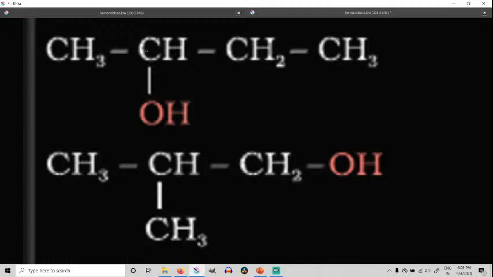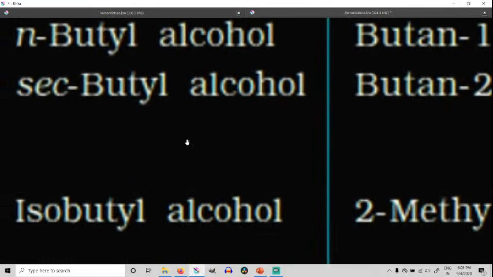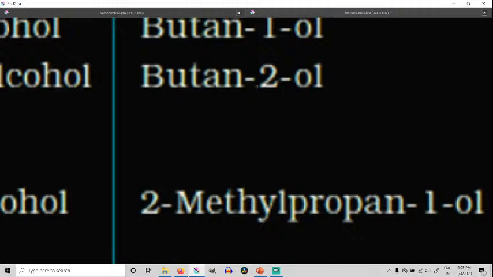So now what should be the IUPAC name? Now you can see there are 4 carbon atoms, the root word will be but. Since AN is always there, so but plus AN, and dash 2 ol. Why 2 ol? Because in the second carbon atom OH is attached. So its IUPAC name will be butane dash 2 ol. Understood? Have you understood this? So the root word is always decided from the parent chain. Okay.